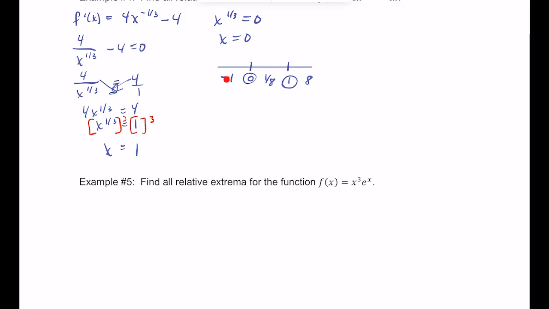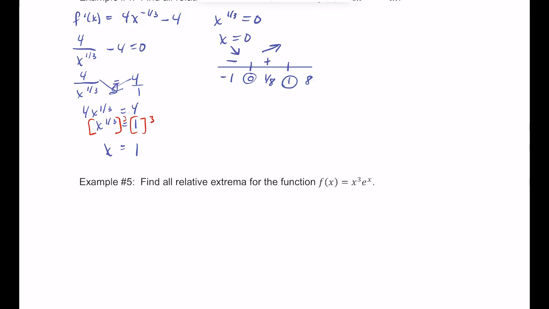So if I plug in a negative into my derivative, the cube root of -1 is just -1. So you end up with -4 minus 4, which is negative. So that tells me that the function's decreasing from -infinity to 0. Okay, when I plug in 1/8, the cube root of 1/8 is 1/2. 4 divided by 1/2 is 8. 8 minus 4 is 4. Positive 4, my function's increasing from 0 to 1.